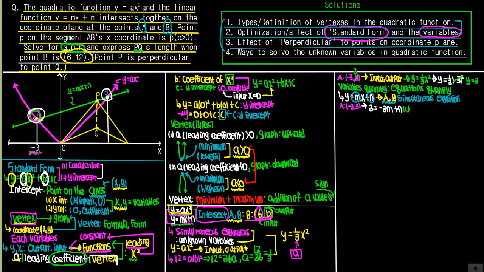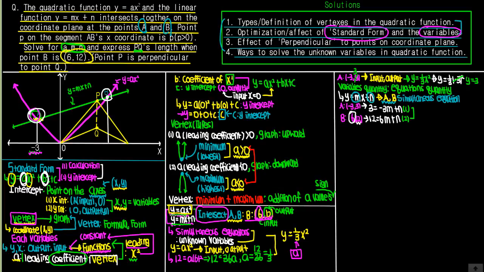Now, let's input our second point, point B. And our point B will obviously be 6, 12. If we input it to our linear function, instead of y, we input 12 is equal to, we have our x value 6. Instead of the x value, we input 6m plus n. Here is our second equation.